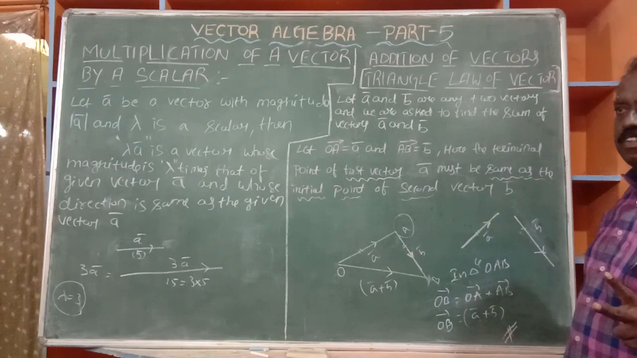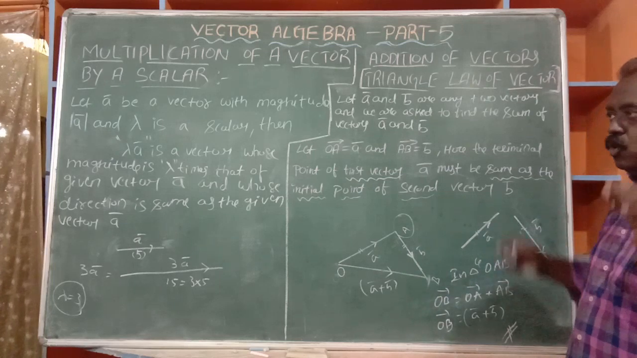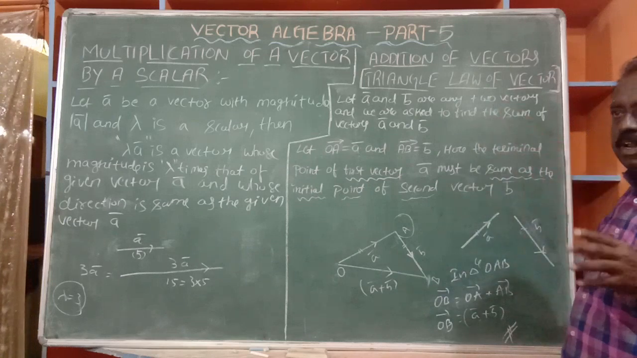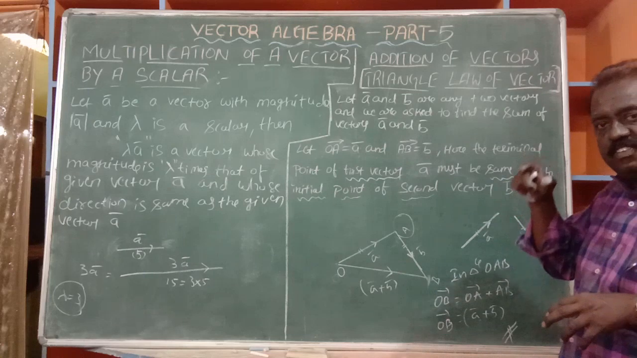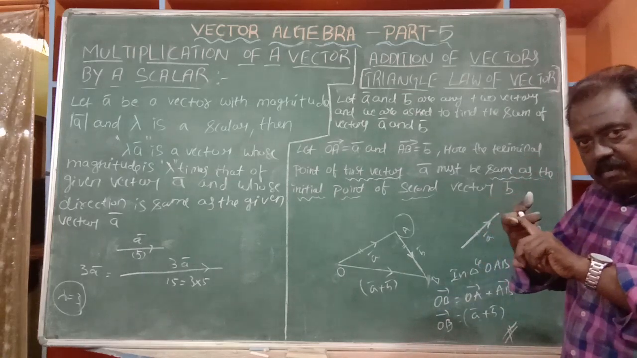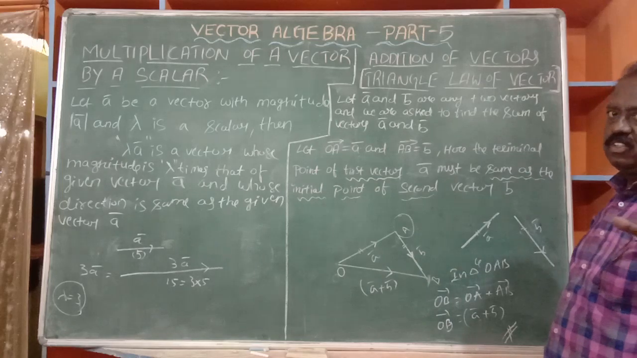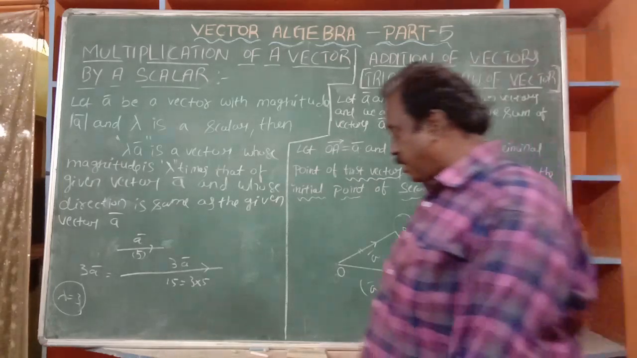Here the concept is, if you are asked to add two vectors, you take those two vectors with a condition: the terminal point of the first vector and the initial point of the second vector must be the same. So that we can add the two vectors. That is the triangle property.